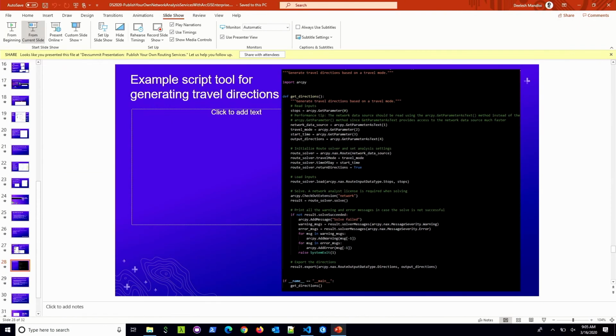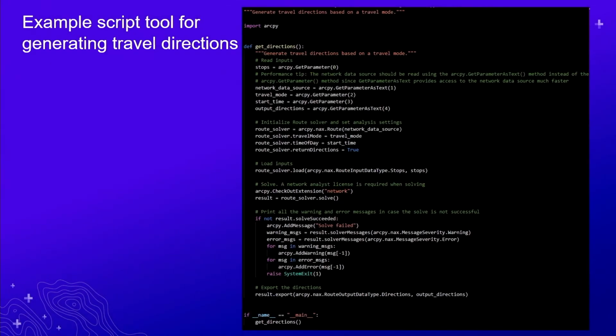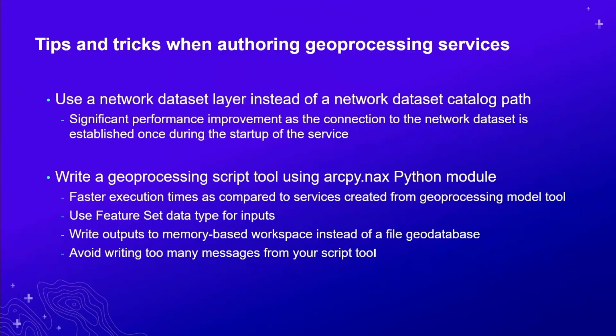So let's switch back to our presentation. So this was an example of a script tool written using ArcPy and ArcPy.NEX Python modules. Now some tips and tricks when you're authoring geoprocessing services, essentially when you're writing geoprocessing tools, script tools that you eventually want to publish as a geoprocessing service.